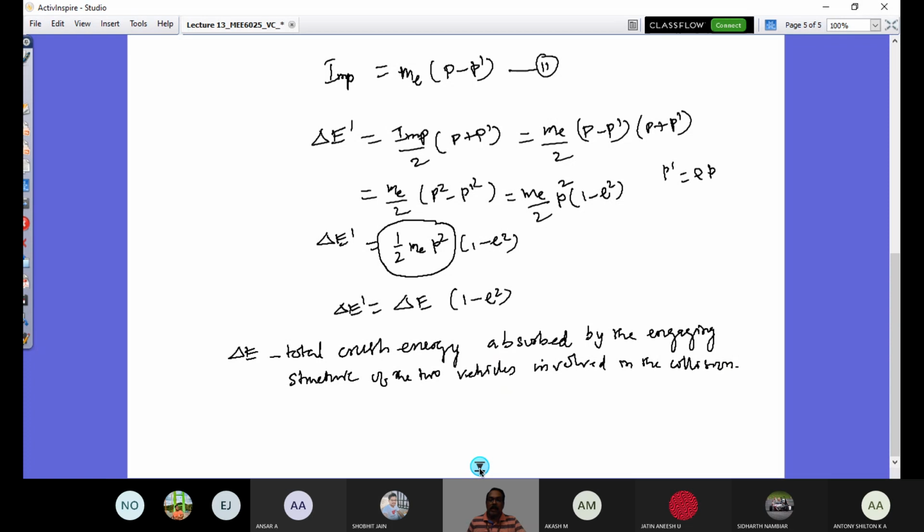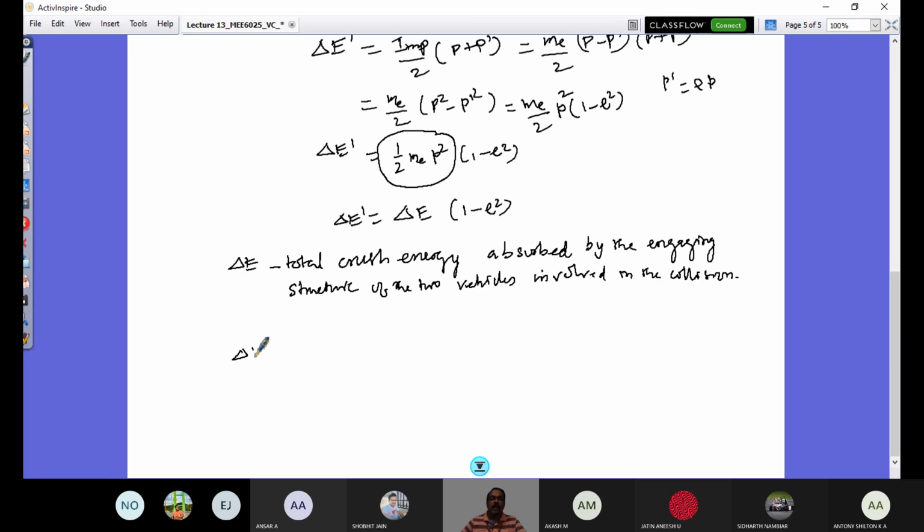So what delta E dash is, is now clear: that is the dissipated energy. Delta E dash is the total crush energy dissipated by the engaging structure of the two vehicles. See, absorbed and dissipated. Something is absorbed and something is dissipated. So this is the total energy absorbed and this much is dissipated. If the dissipated energy is the same as delta E, that is perfect. That's what we wanted, right? So total crush energy dissipated.